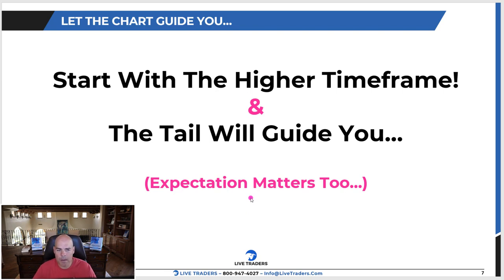And I want to spend a minute just on the expectation part. You guys realize that a huge percentage or a big portion of trading is what? It's expectation, yes? Why?